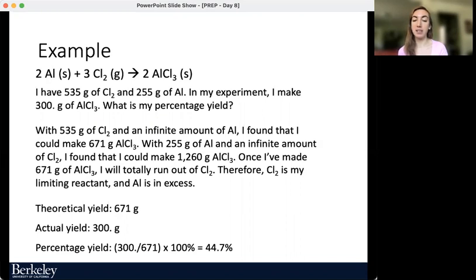But this concept of yield is just a really important way to quantify how well we've done at converting our reactants to our products. So we would love to get our percentage yield up to 100%. Any questions on yield, theoretical, actual, percentage, limiting reactants, anything we did today?